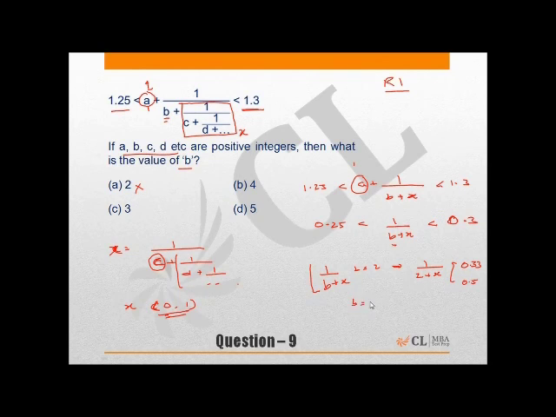If B is equal to 3, what would happen? 1 upon B plus X will become 1 upon 3 plus X. So let's check the smallest possible value and the largest possible value. This will be 1 by 3 and 1 by 4. That means 0.33 and 0.25, or greater than 0.25 and less than 0.33. So the correct answer has to be choice C, which is number 3. Okay. Let's move to the next question now.